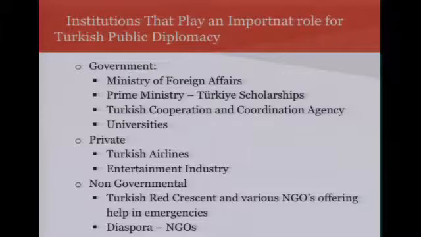And there is a Turkish Cooperation and Coordination Agency, which plays the role of USAID, providing development aid to various countries and also helping cultural projects. Universities also have scholarship programs that invite foreign students to study in Turkey. And among private institutions, Turkish Airlines plays an important role. I will explain it later.